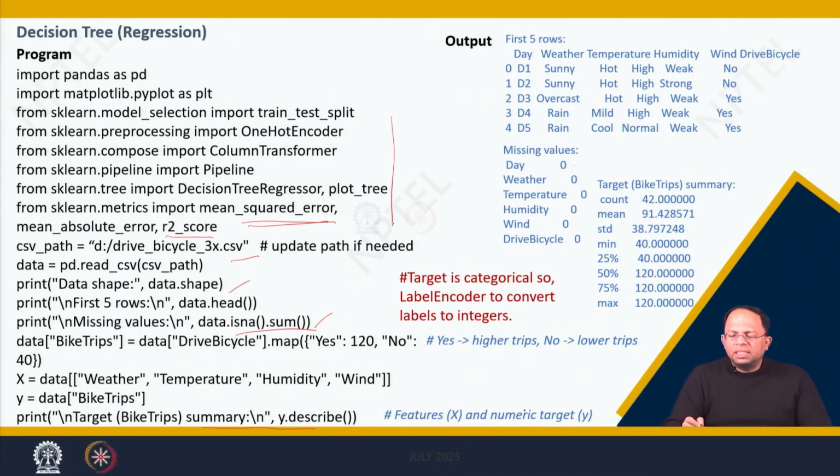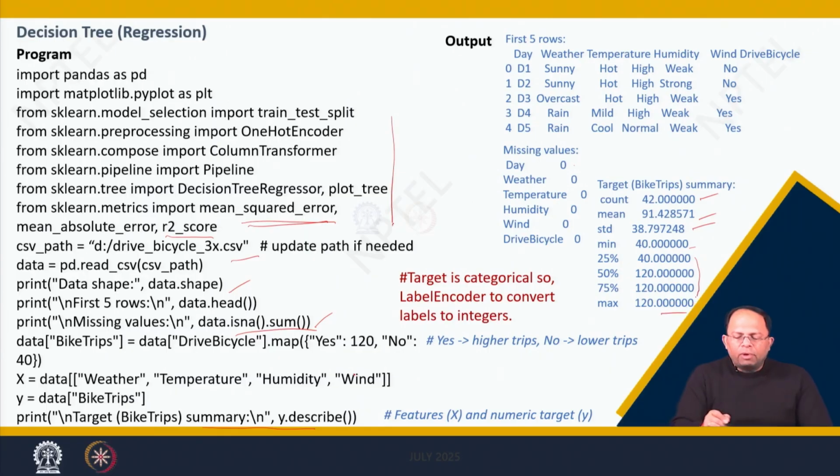So what is the summary statistic? It gives us the total count, how many rows are there, what is the mean value, what is the standard deviation, what is the minimum value, and all the percentile values and the maximum value.